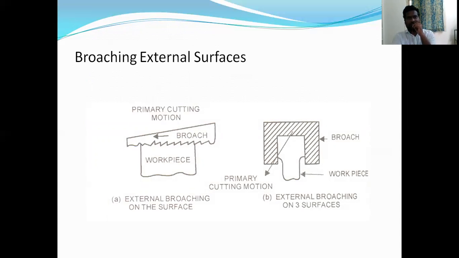In this, we can observe external broaching on one surface and external broaching on three surfaces. Here, this is the workpiece, and here we have the surface. The primary cutting motion is of the broach tool, which moves in this direction, and with this direction the material removal takes place. So it is external broaching on the surface. And here, this is the workpiece. To do the surface operation, the broach tool is like this and does the operation like this.